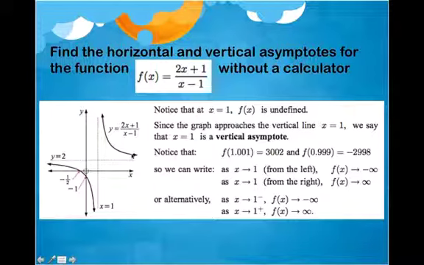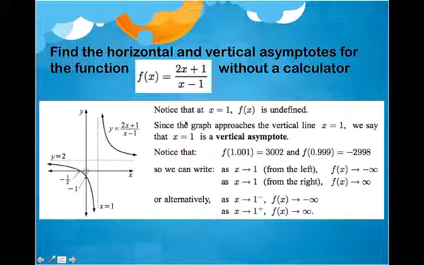We notice that the graph gets very, very close to this line in either direction. Okay, so this is our horizontal asymptote. If we follow these lines off towards infinity, they get infinitely close to this line. All right, well, how do we find that?